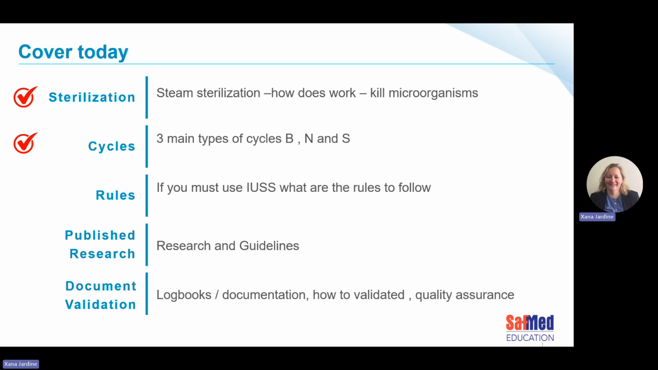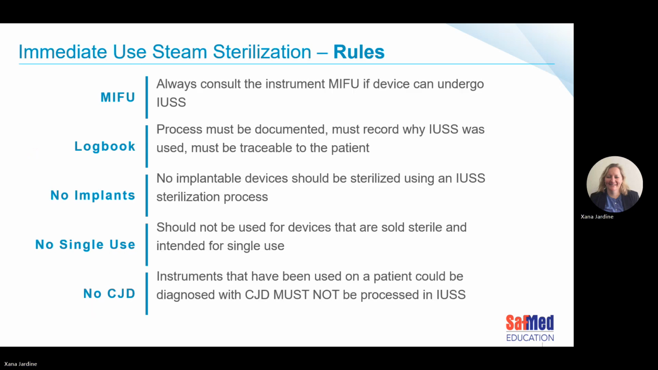Right, so now we've reminded ourselves of how we're going to kill microorganisms using steam sterilization. We've looked at the three types, B, N, and S. B, the normal steam sterilizer that we use. N, the gravity displacement immediate use. And S, the special one like a cassette. Right, if for some unfortunate reason you really have to use immediate use steam sterilization, what are the rules that we need to follow? Let's have a look at that.